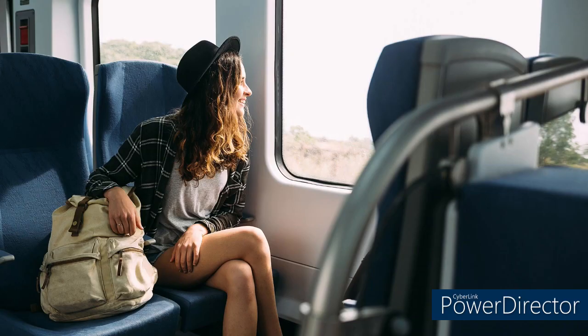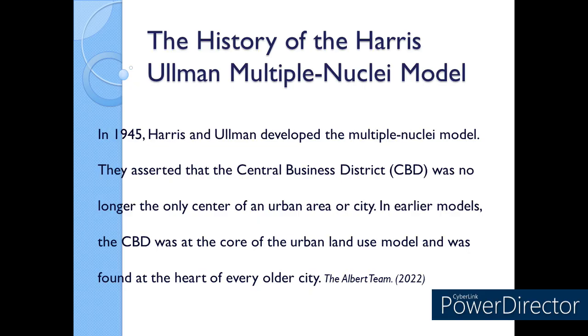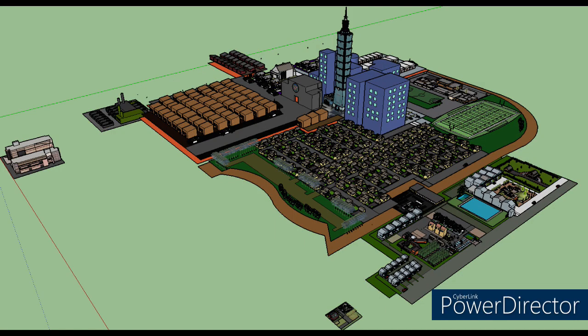So let's look at the history behind the Harris and Ullman multiple nuclei model. In 1945, Harris and Ullman developed the multiple nuclei model. They asserted that the Central Business District or CBD was no longer the only center of an urban area or city. In earlier models, the CBD was at the core of the urban land use model and was found at the heart of every old city.